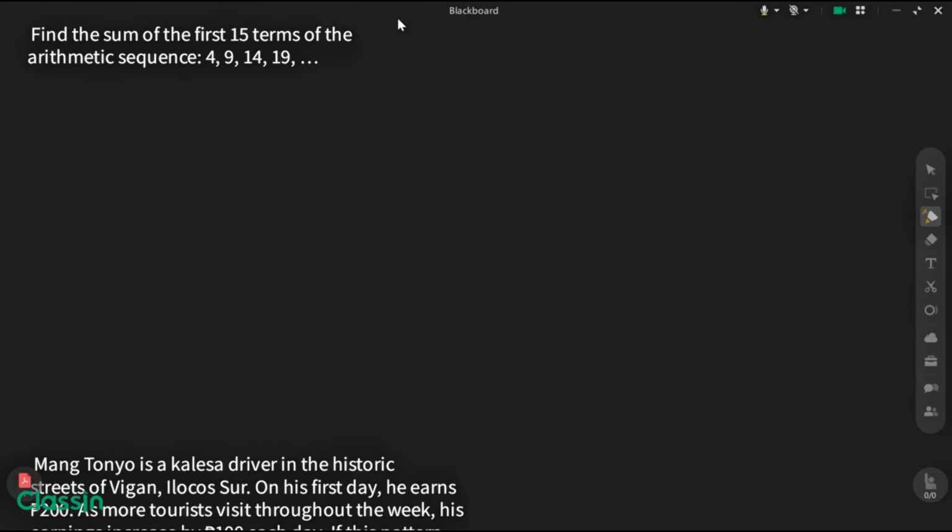In this case, the first step will be to list all the given. The first term here is 4. The n is 15. And the d is 5, it keeps on adding 5. And we need to look for the S sub n.